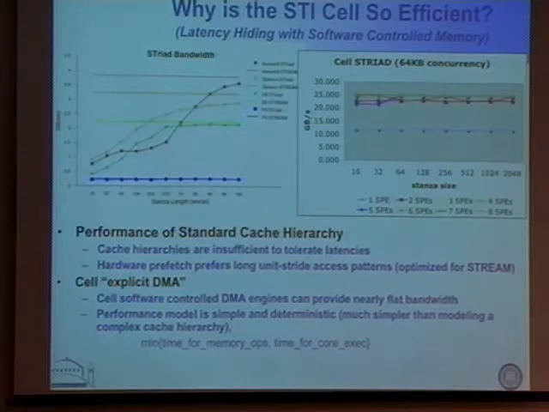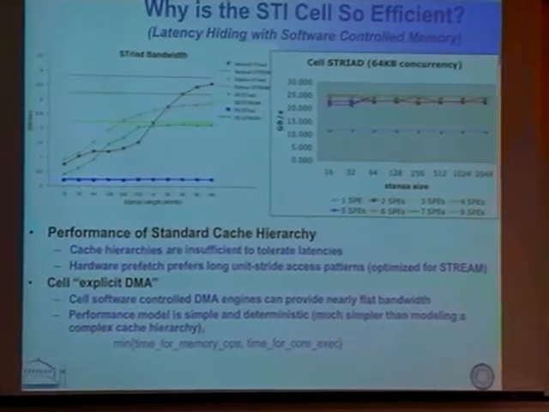So why is the cell processor so efficient? And the reason is because it has latency hiding through software-controlled memory. So rather than using caches to do latency hiding and prefetching, it actually has a DMA mechanism, a direct memory access mechanism that you can use in software to explicitly move memory up and down the memory hierarchy. That is, from off-chip DRAM up into what's called the local store, which is like a cache but is completely under software control.